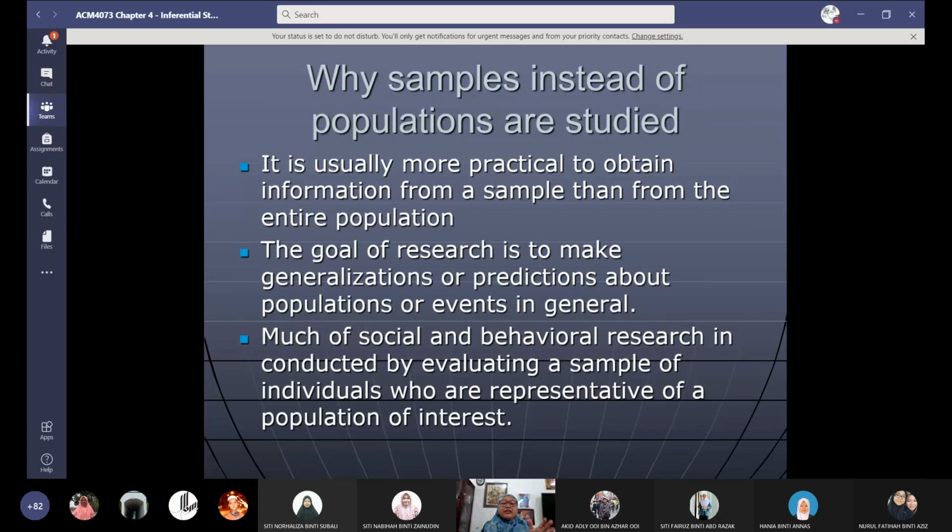That's why your sample should be adequate, not only in terms of size, the number of respondents, but also the background: the education background and the interests should be similar.